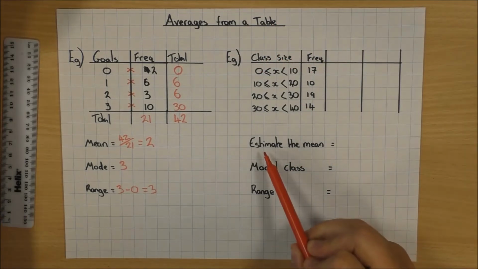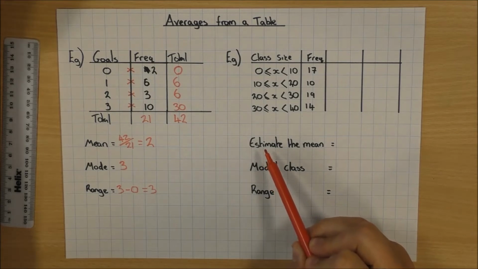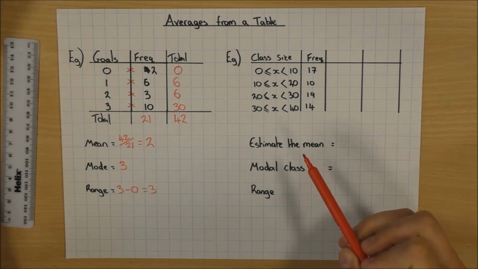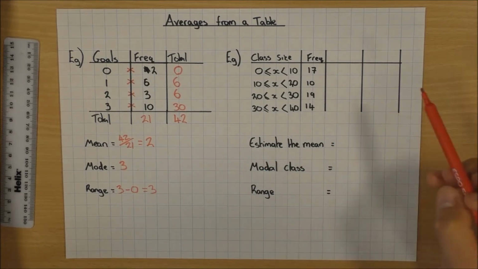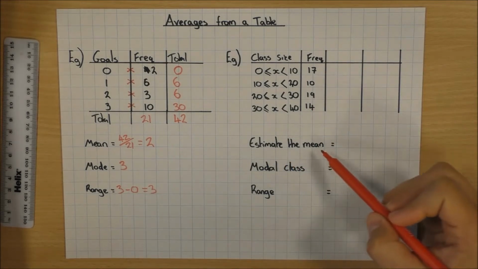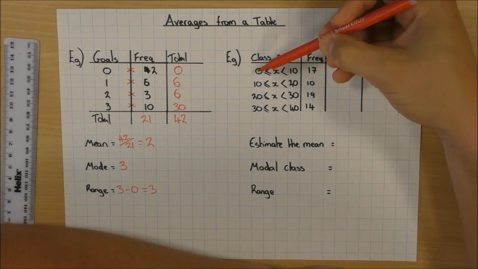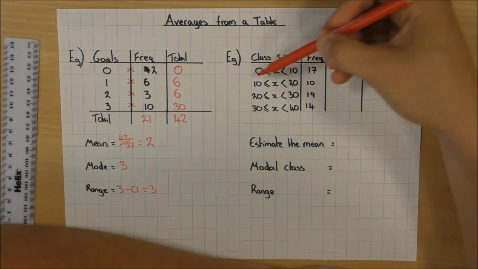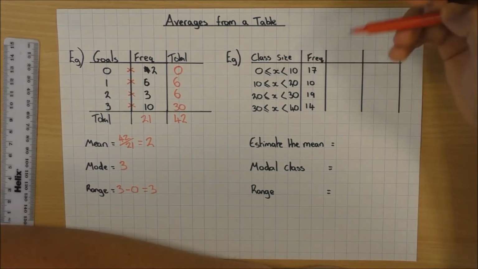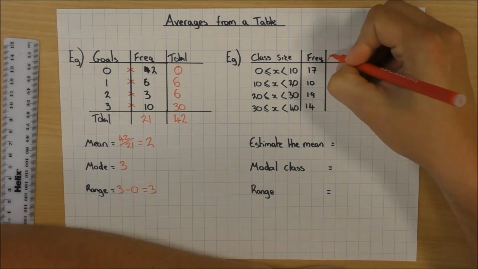So you'll notice on the question, it will say estimate the mean. So have a guess. Not just any guess, like 12 or something. Have an educated guess at what the mean would be. So to do this, if the class is between 0 and 10, we go for the middle, or midpoint.